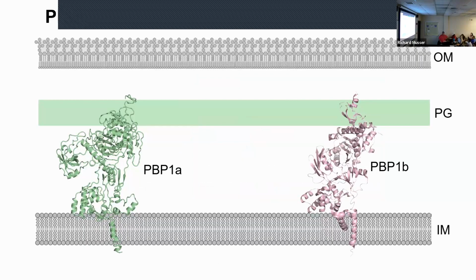Well, what that means is under normal conditions, you have PBP1A and PBP1B, and the cells are happy and alive. If you delete PBP1A or otherwise inactivate it, the cells are still happy and alive. Same thing if you delete or inactivate PBP1B. But if you simultaneously remove the activity of both PBP1A and PBP1B, the cells will die.